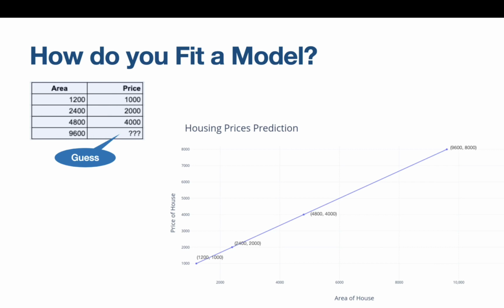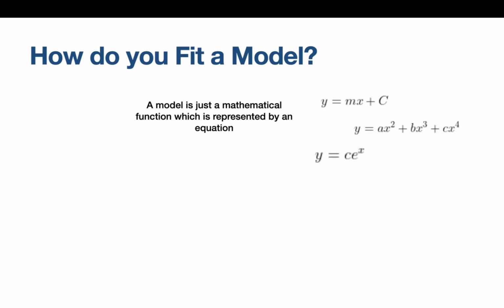Now, what exactly is a model? A model is just a mathematical function which is represented by an equation. Remember, however sophisticated the model is, it could be a deep learning model, it could be any complicated model, but at the end of the day, it is just a function, and the function is represented by an equation, and we can see a few equations here.